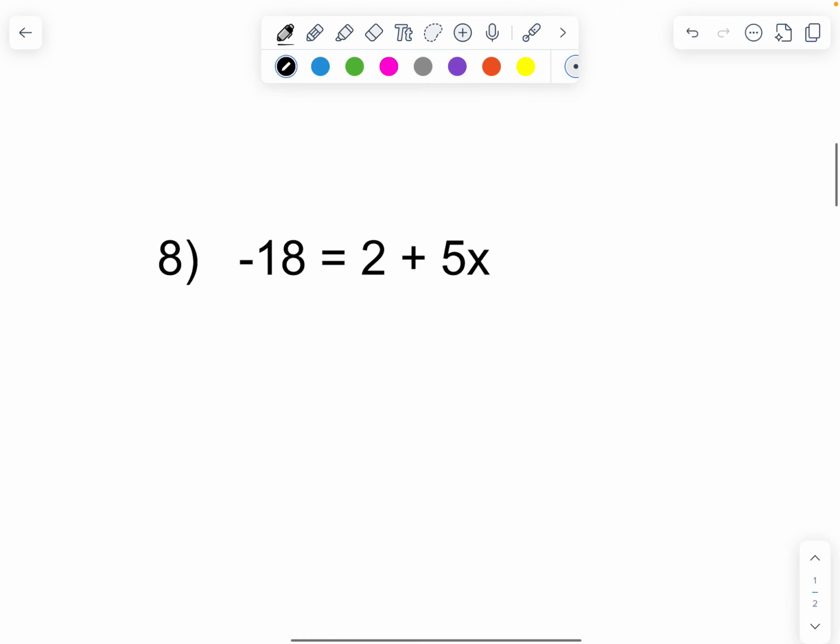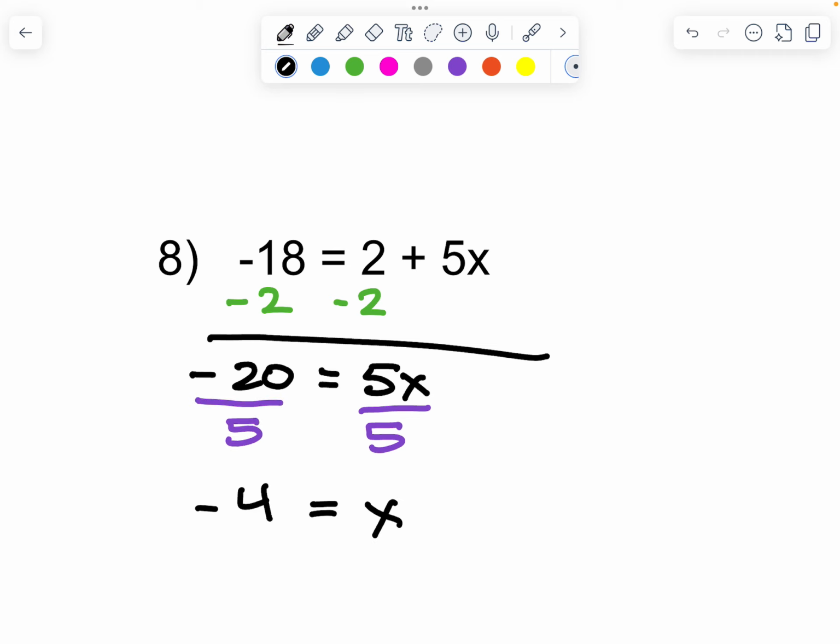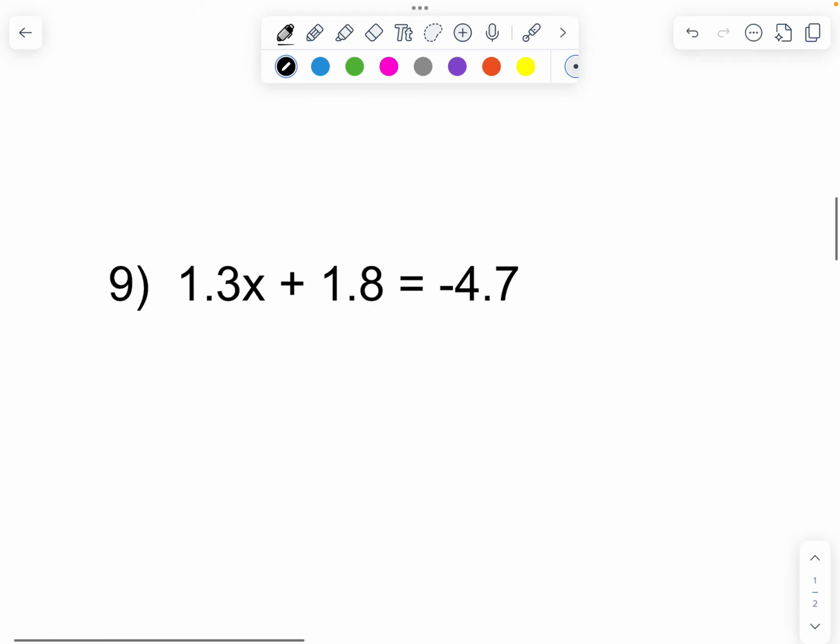All right, number 8. The variable's on the right-hand side now. I'm going to get rid of this 2, trying to get x by itself. I have a negative 20 and 5x on this side. They're multiplying, so I'm going to divide. X equals negative 4. All right, 2 more left.